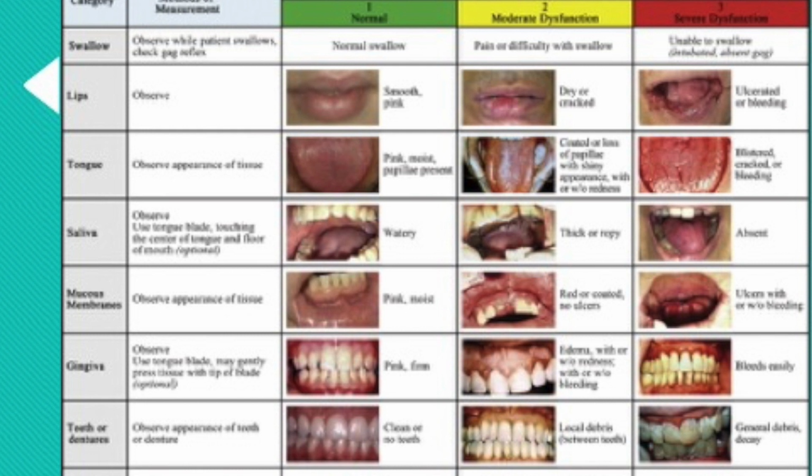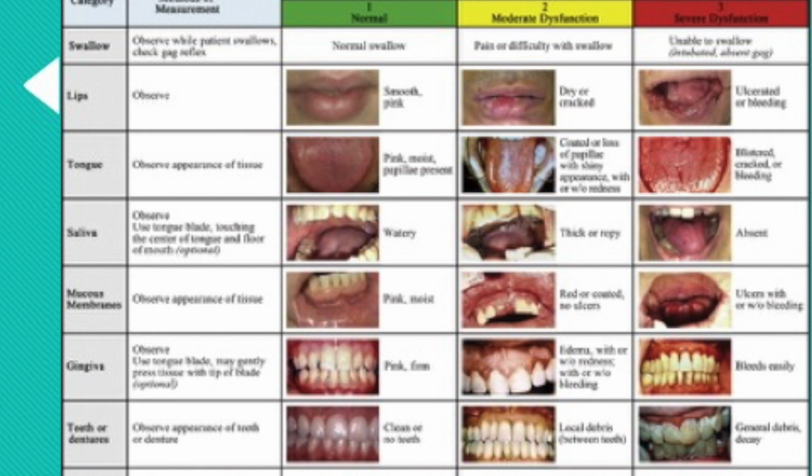Stage 2 is defined as having pain or difficulty swallowing. It is classified as moderate dysfunction and is characterized by dry or cracked lips, coating or loss of papillae, thick or ropey saliva, and red or coated mucous membranes with no ulcers, edema with or without bleeding or redness, and debris between the teeth. This all results in slight to moderately foul breath.